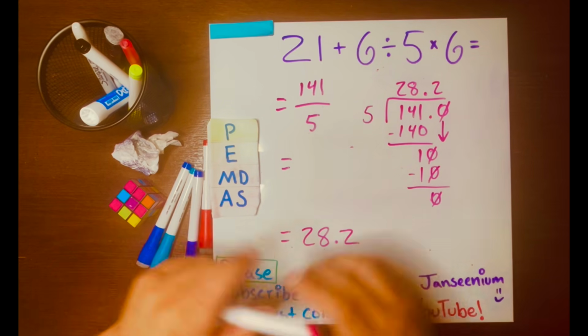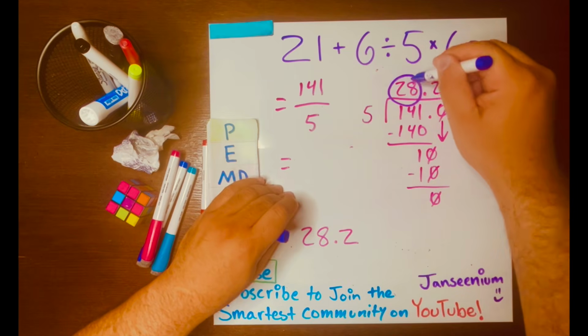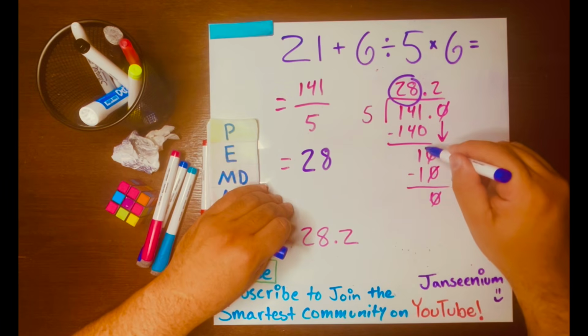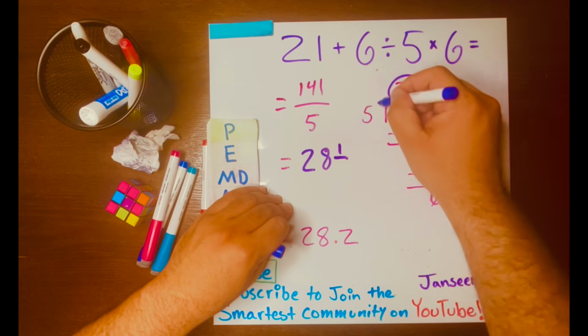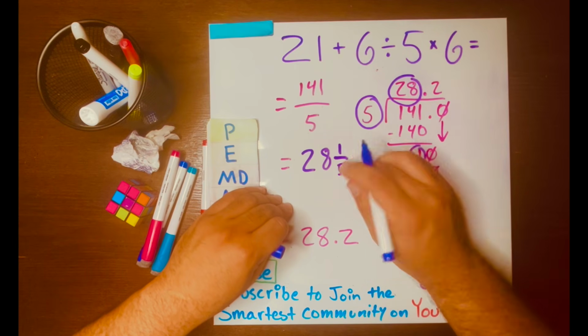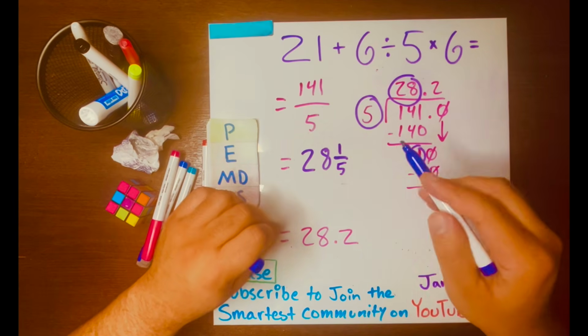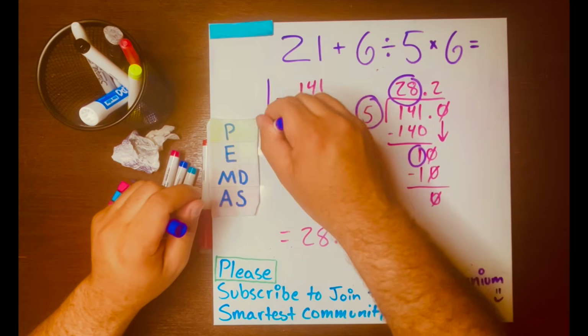And then your mixed number answer, that's the whole number, 28. Then the remainder 1 goes above the fraction bar, and the 5 goes below the fraction bar, 1 over 5. And there you go. 1 over 5 cannot be broken down further. So these are your answers.